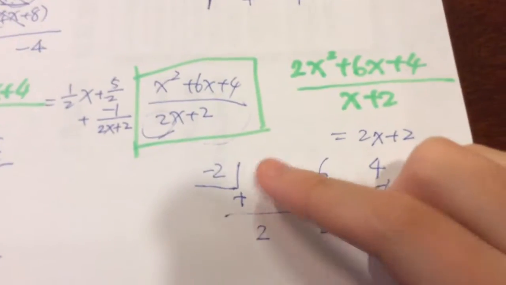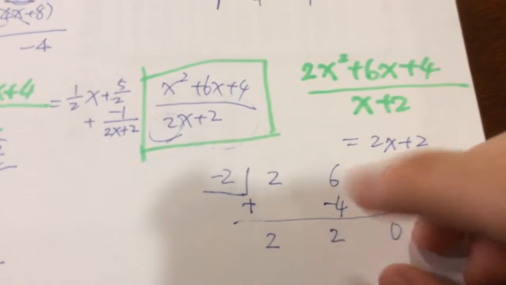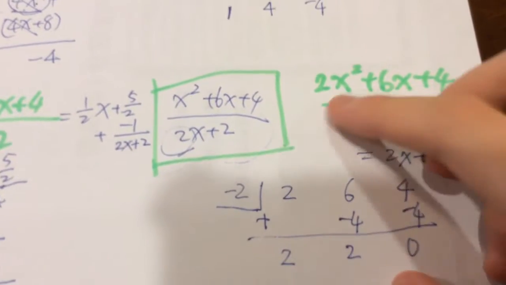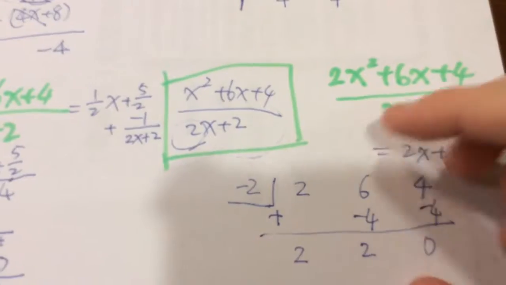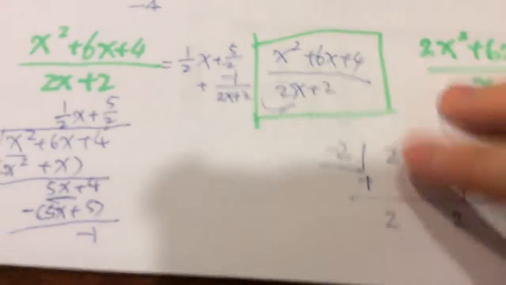Similarly, the reason you copy the 2 down is because 2 is the number of x you need to cancel out the 2x squared. 2x multiplied by x equals 2x squared. That's why you copy it down. You need to cancel out the x squared in the denominator. Let's do an example.